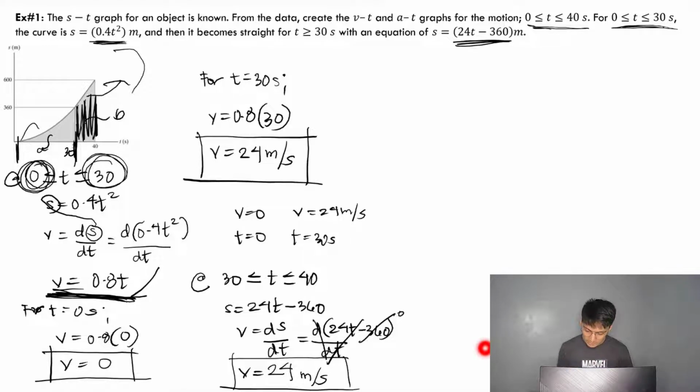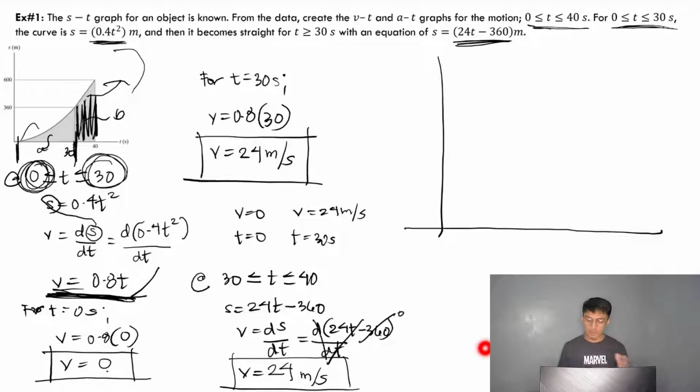And dahil meron na tayong exact value ng mga velocity natin, we have 0, 24, and 24, pwede na natin ngayong gawin yung VT graph. So, this is the VT graph. Ilagay natin yung mga value ng time. Ito yung ating time, yung horizontal axis in seconds. And this is our velocity in meters per second.